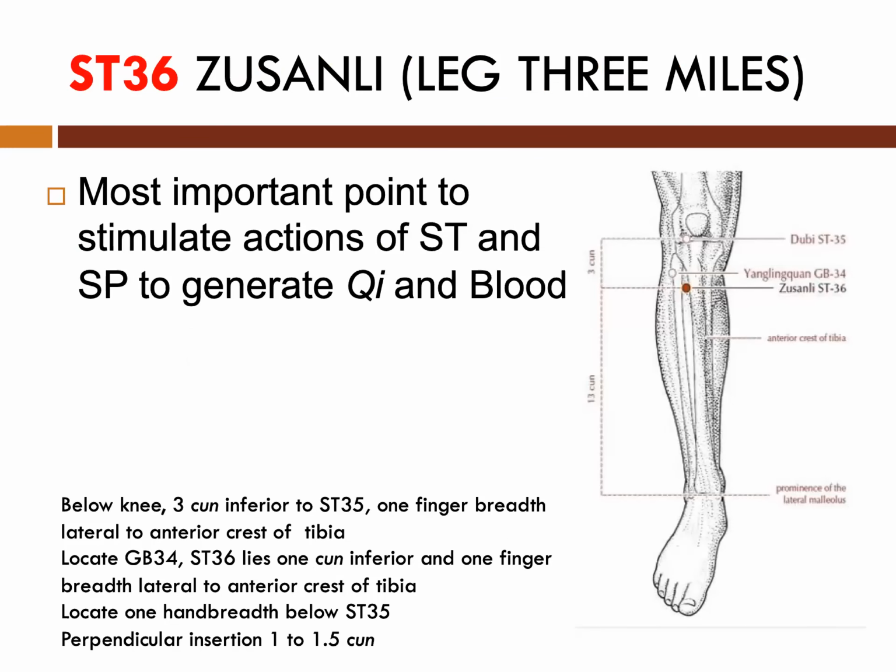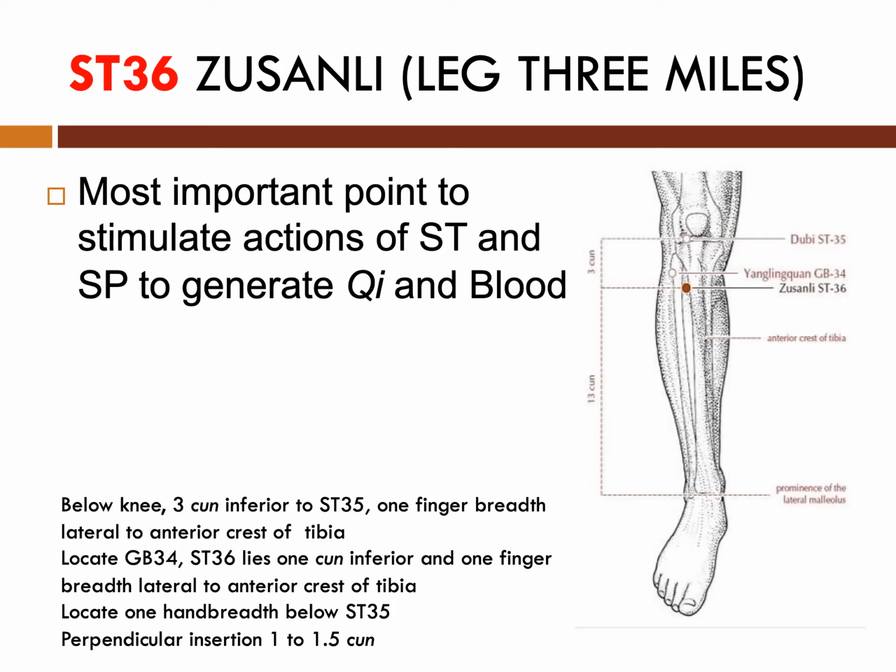Next point is stomach 36. So when we observe, from the first therapeutic method, reinforcing and then reducing, warming, clearing, stomach 36 is always present, and now in ascending, stomach 36 is also used. Clearly, this point is a very important acupuncture point. And it's the most important point to stimulate actions of the stomach and spleen to generate chi and blood.